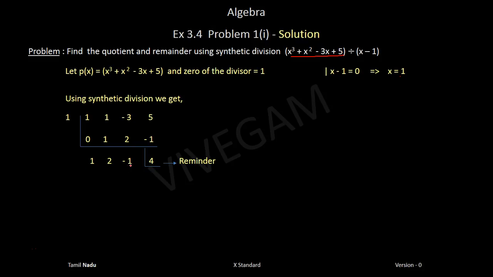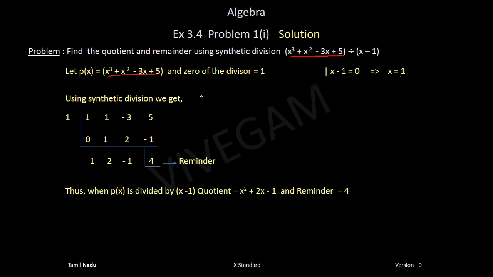When there is a quotient, this is a constant, this is the coefficient of x and this is the coefficient of x squared. So the quotient will be x squared plus 2x minus 1 and the remainder is 4. Okay, so this is how synthetic division needs to be done. All you need to be is very careful that no terms are missing and it is arranged in descending order.